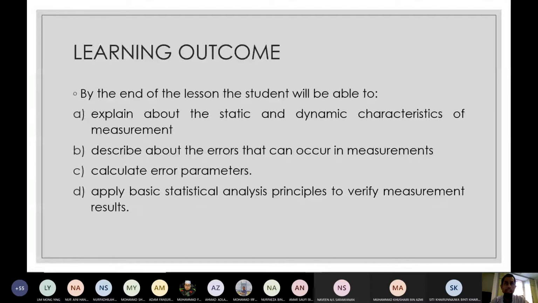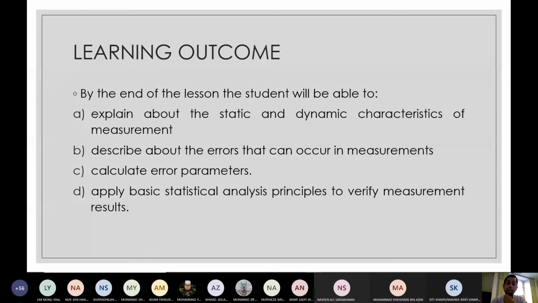Okay, so you should see the second slide right now, which is the learning outcome. What is expected after you finish this class today with me? So there are 4 learning outcomes. Number 1, you should be able to explain about the static and dynamic characteristics of measurement. Okay, apa tu? What is static and dynamic? Okay, we'll talk about it afterwards.